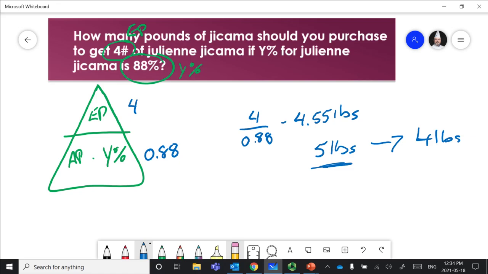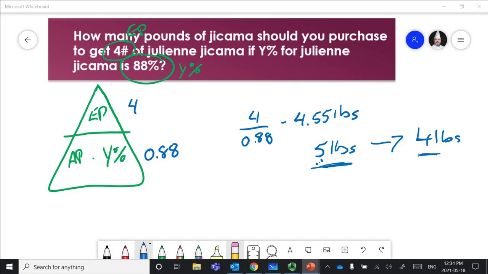And there's no way that we're going to be able to get 4 pounds if we started with 3 point something, right? So this is where you have to not just trust that you're punching things into the calculator properly. You need to look at your answer and say, does that make sense? If I went to the store and bought 5 pounds of jicama, can I turn it into 4 pounds of julienne jicama? Absolutely, right? That makes sense.